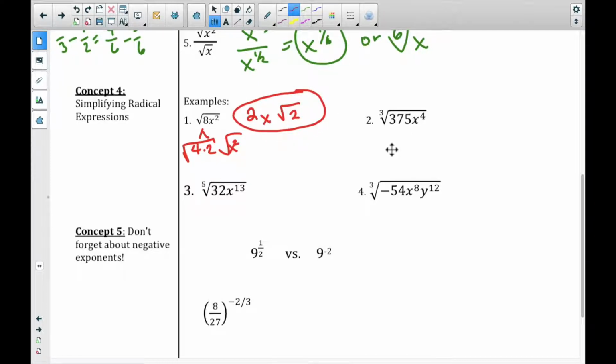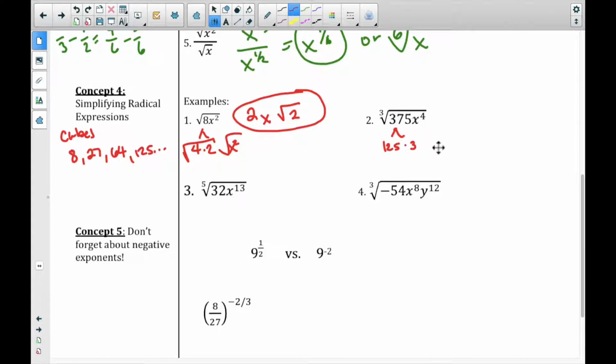375. I said a minute ago that I'm going to give you this piece of paper in class that has some perfect cubes on it. But I will tell you right now, some of the perfect cubes, starting with 2: 2 to the third is 8, 3 to the third is 27, 4 to the third is 64, 5 to the third is 125. There are more, but what I'm looking for is, do any of those numbers go into 375? Well, yes, 125 goes in evenly. It goes in 3 times.